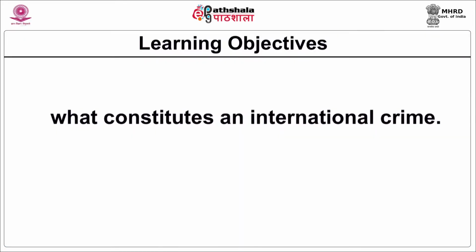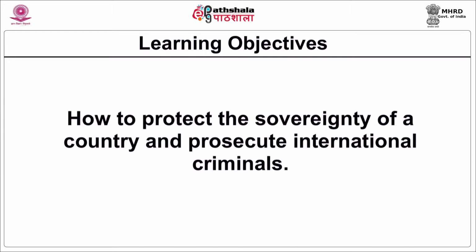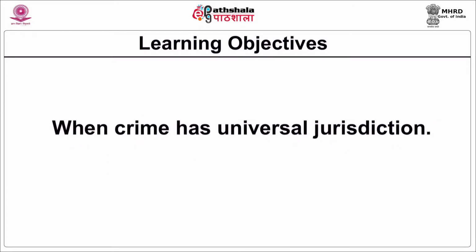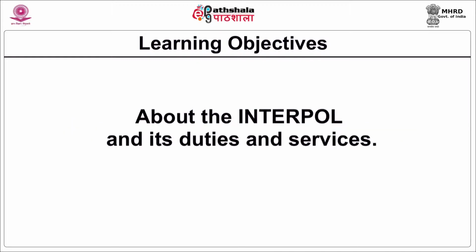The learning objectives in this module are to understand what constitutes an international crime and to understand what are the types of international crimes. Thirdly, this module also teaches you how to protect the sovereignty of a state and how to prosecute international criminals, to understand when a crime has universal jurisdiction that we spoke about in the last module, to learn about extradition and how it works, to learn about the Interpol and its duties and responsibilities.